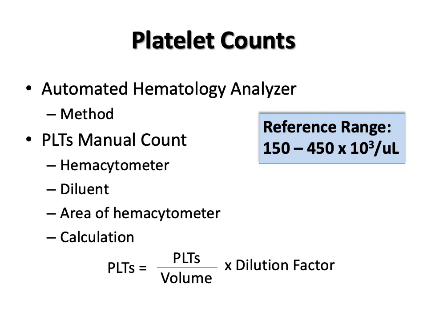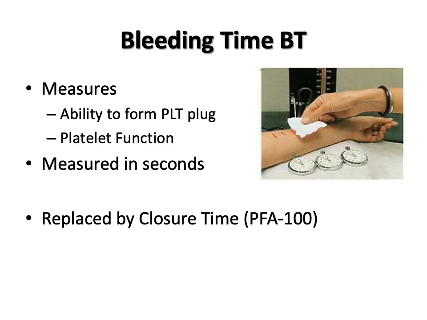The platelet count is a quantitative measurement. You guys should refer to your hematology notes and review both manual and automated methods. As I mentioned before, the bleeding time is an antiquated test that was used to screen for von Willebrand disease and other abnormal platelet functions.